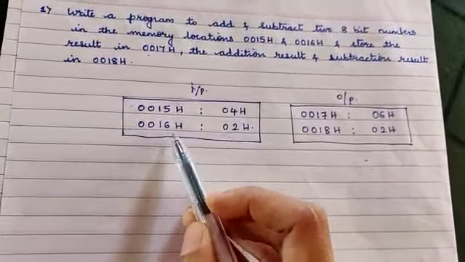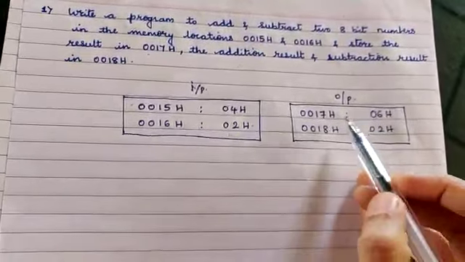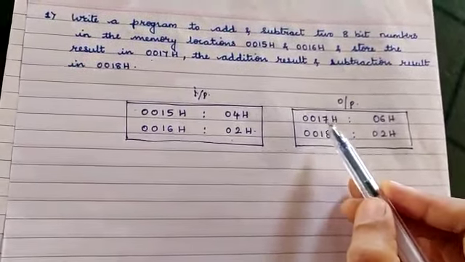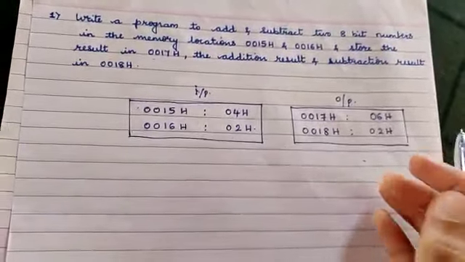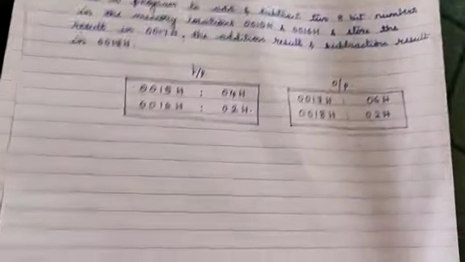So this is the logic of the program, that is, take two 8-bit numbers, first load them in these two memory locations 15 and 16, and then store the addition result in 0017 and the subtraction result in 0018H. Okay, now let us write the code for it.